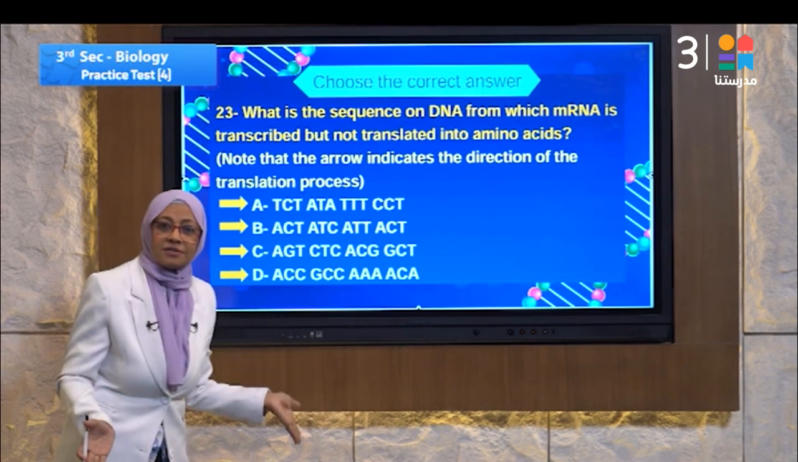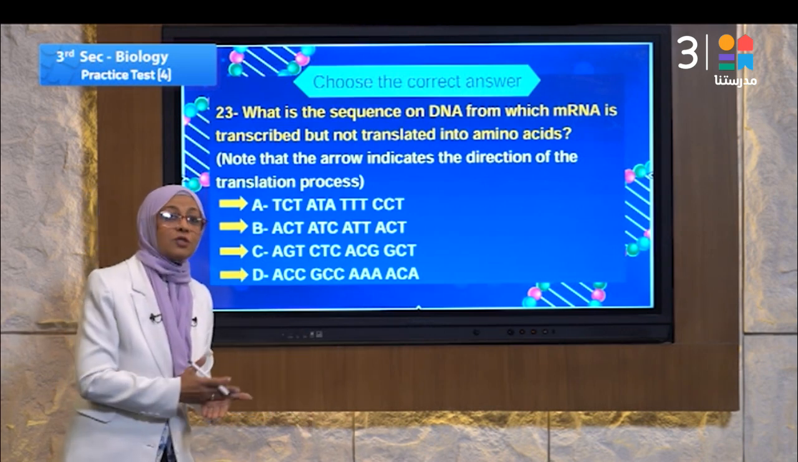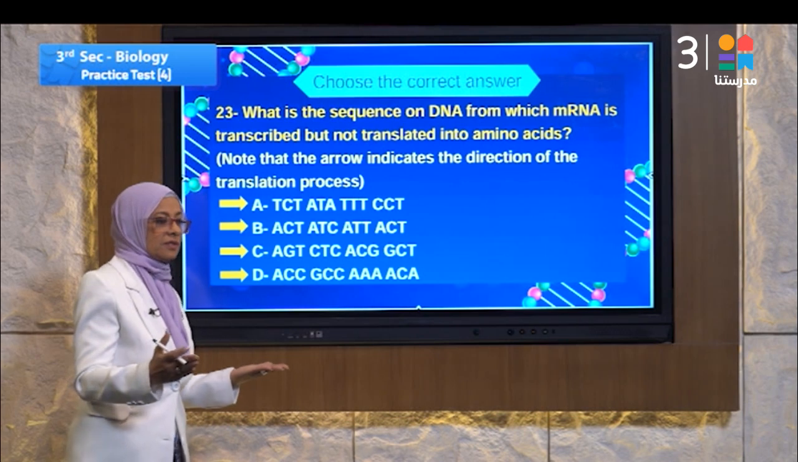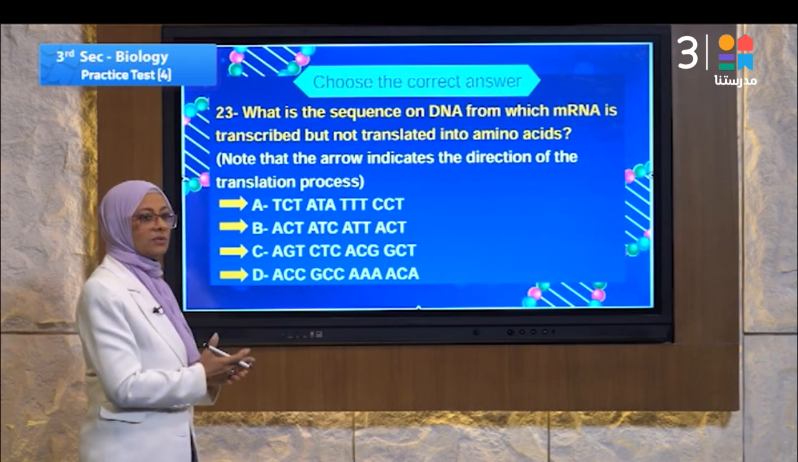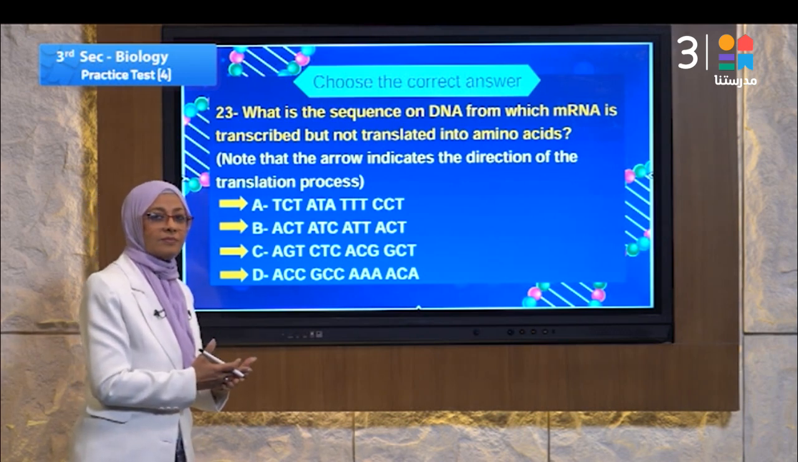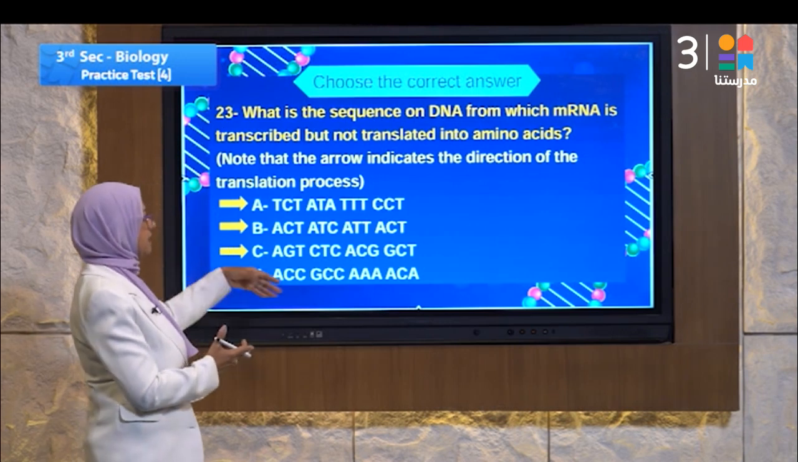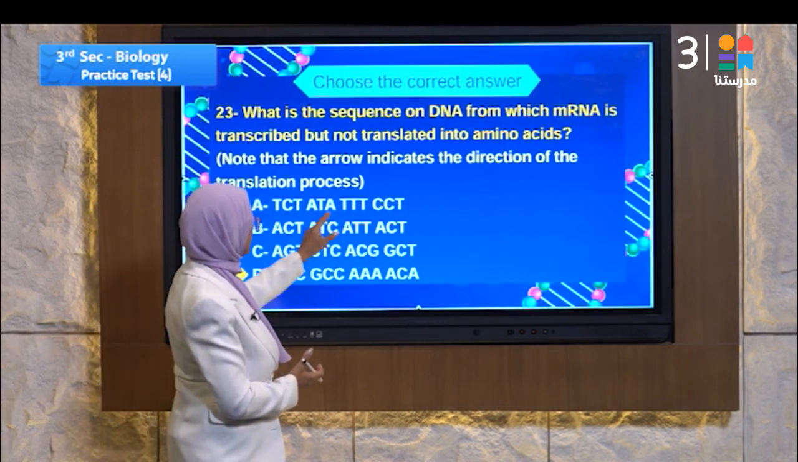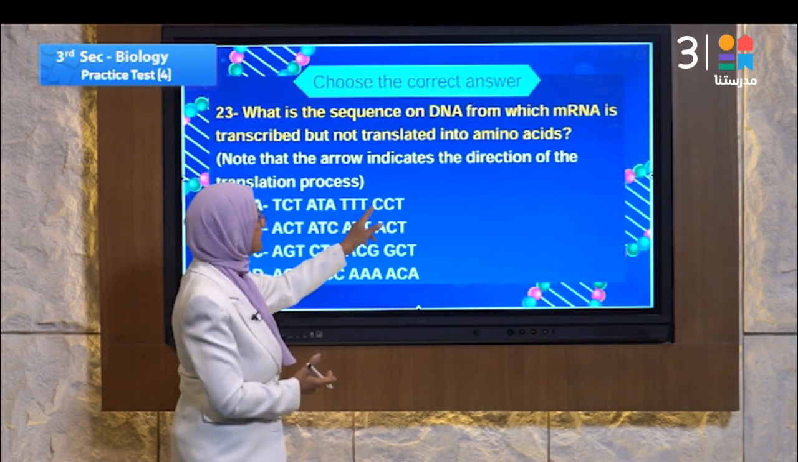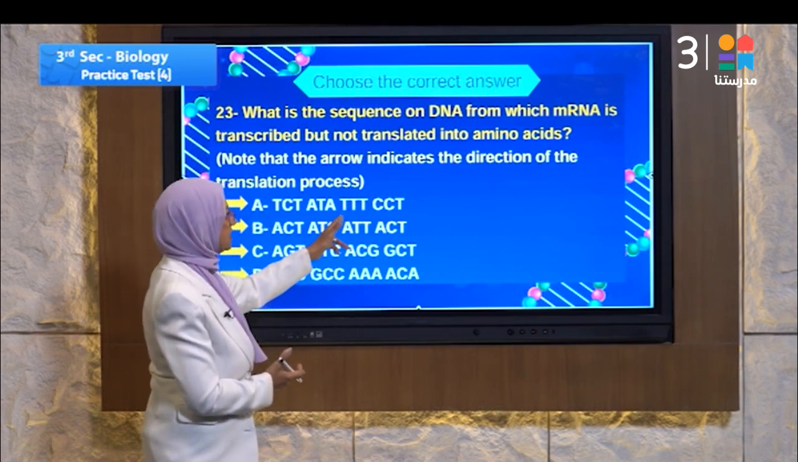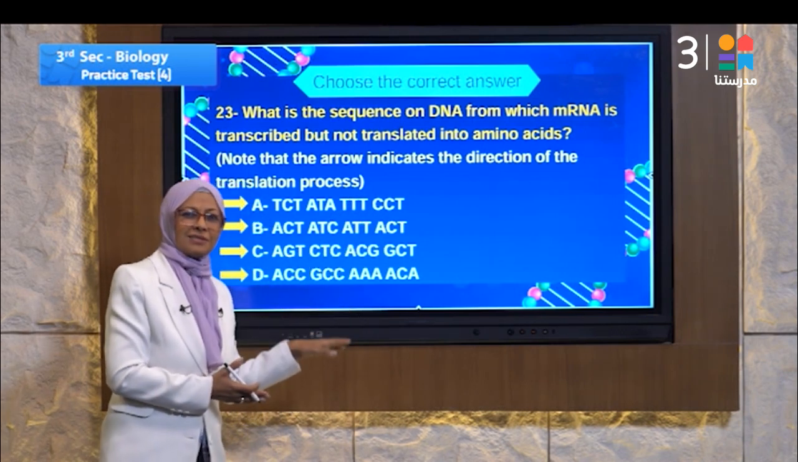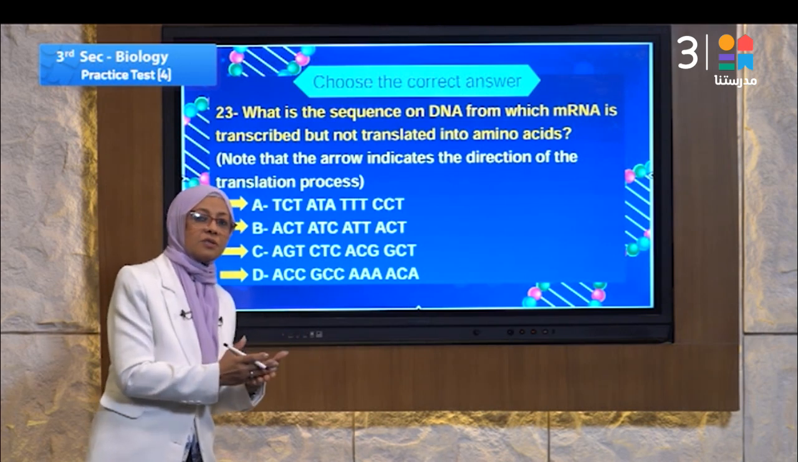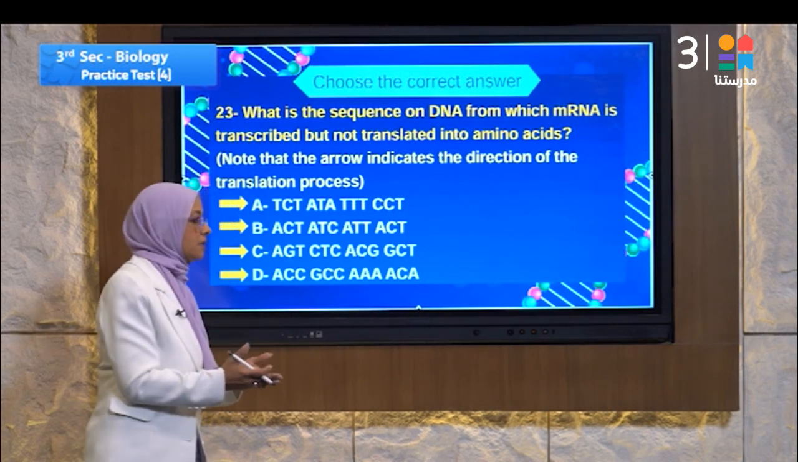If it has done one of them, it will not translate it. Why? Because it will form. Let's read it and then answer. Number A, TCT, ATA, TTT, CCT.